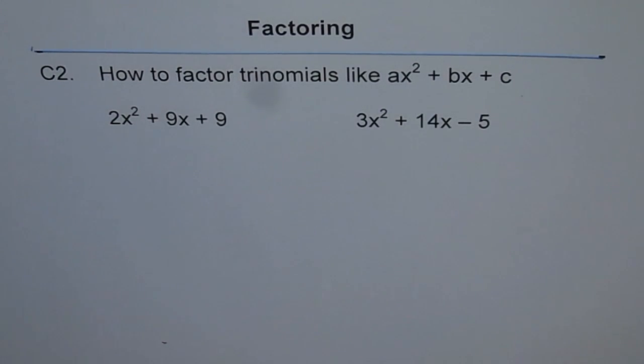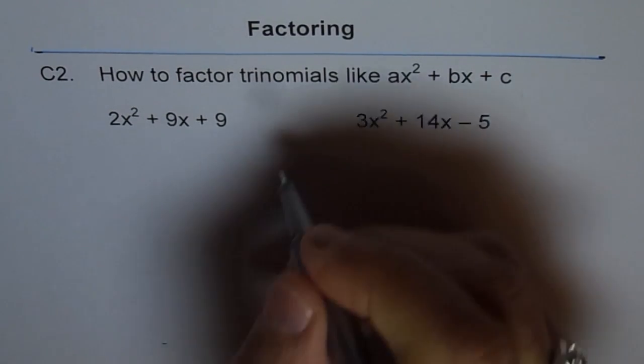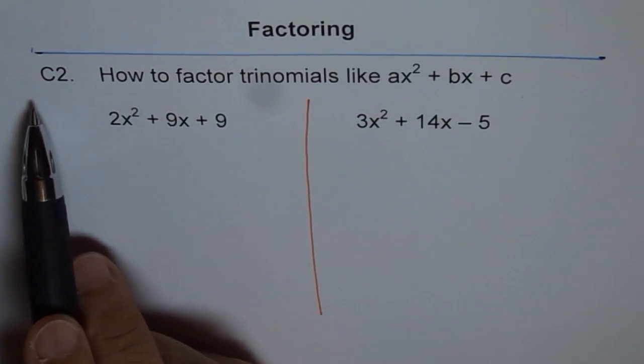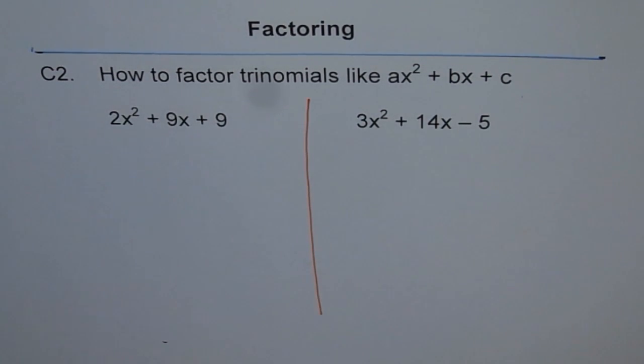Factoring C2. How to factor trinomials like ax squared plus bx plus c? Well, we have two examples here, and with these examples, I'll try to explain the process. C for me is communication, and you should really see through the process. That is the whole concept here, right?